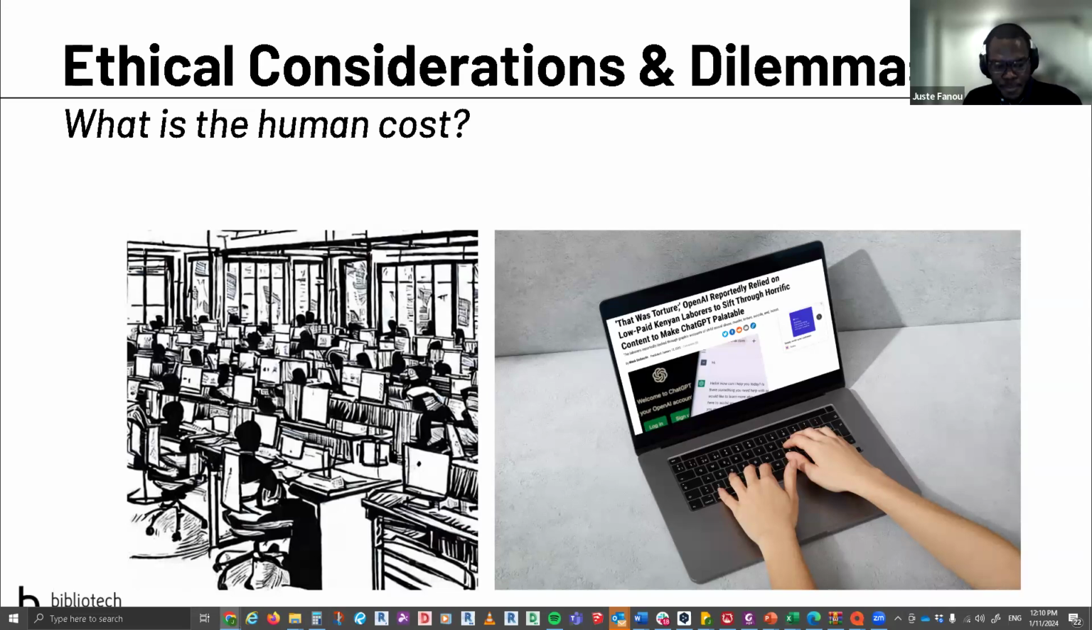And OpenAI actually hired a bunch of people from Kenya, who were very low paid and were exposed to extremely toxic content, which led to long-term psychological damage to the people who were monitoring these models, if you will. So definitely something to consider as well.